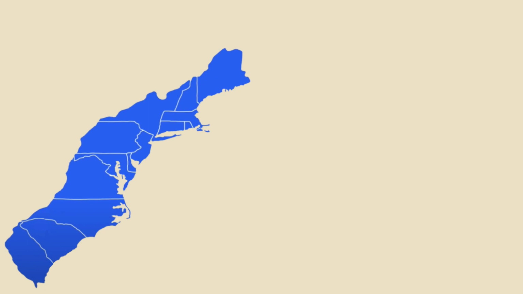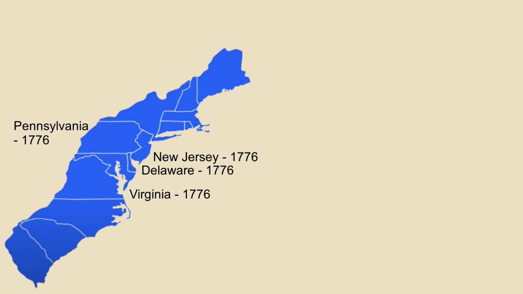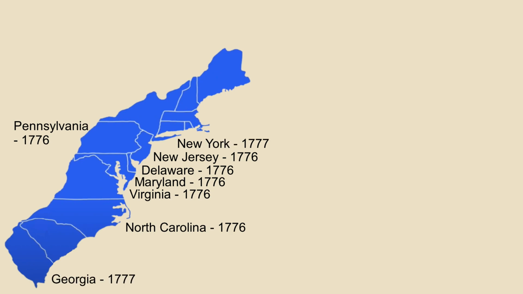The exact state constitutions included are Virginia's, New Jersey's, Delaware's, Pennsylvania's, Maryland's, North Carolina's, all of 1776, Georgia's and New York's of 1777, South Carolina's of 1778, Massachusetts of 1780, and New Hampshire's of 1784.